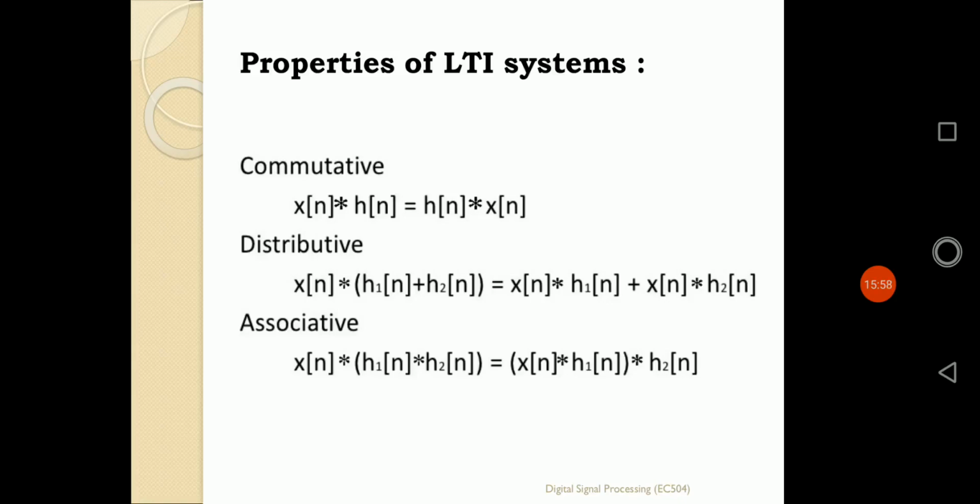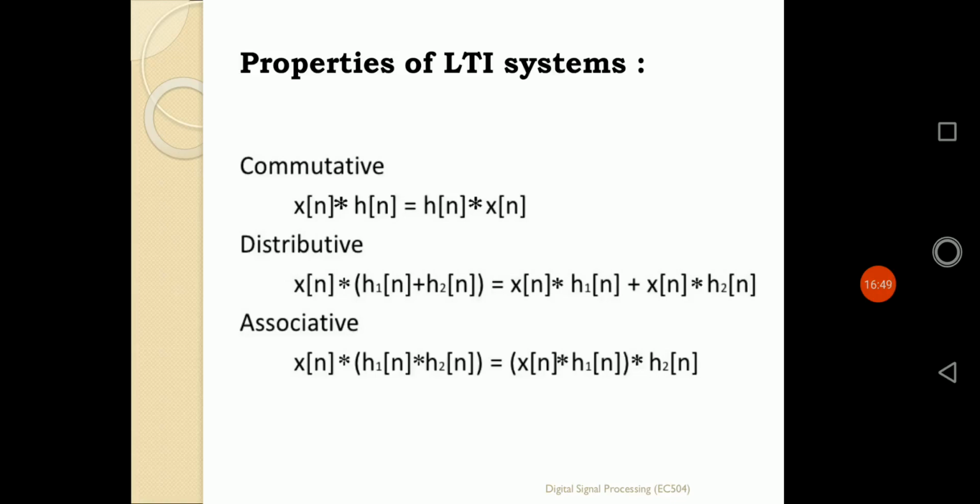The second property for an LTI system is the associative property. What does the associative property tell us? Suppose there are two systems, one defined by h1 of n and another defined by h2 of n. Doing the convolution of the system input x of n with the convolution result of h1 of n with h2 of n gives the same result as first convolving the system input x of n with the first system h1 of n, and then convolving that result with the other system function h2 of n. So in that way it is associative with respect to convolution.